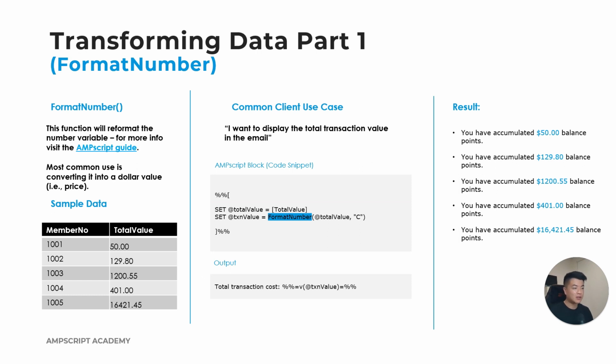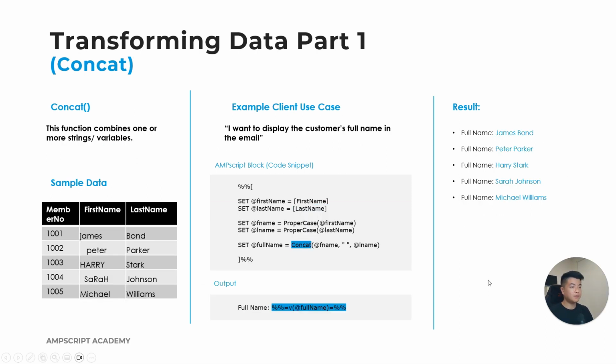Now you know how the function works in terms of the format number. There's always two components. First component here is the variable that you want to format. The second component is the output you want to reformat it to, right? So easy to follow. And finally, your concat. This is probably the most useful one for sure.